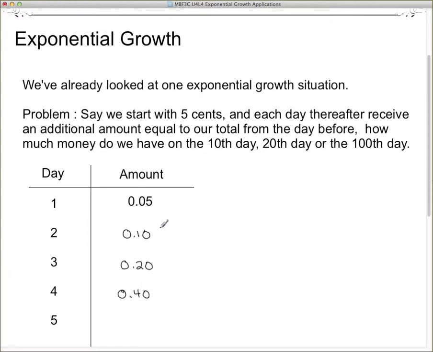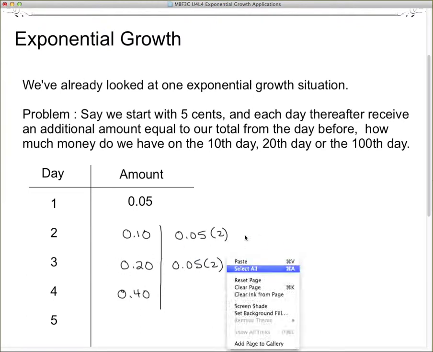If you take a look at what we've done here, I've taken the amount from the day before, which was 0.05, and I've just multiplied it by 2 because I got the additional amount. And here I took the amount I had the day before. Now I'm going to use this version of it, 0.05 times 2. That's the amount we had. And then I multiply it by 2 again to get that 20 cents.